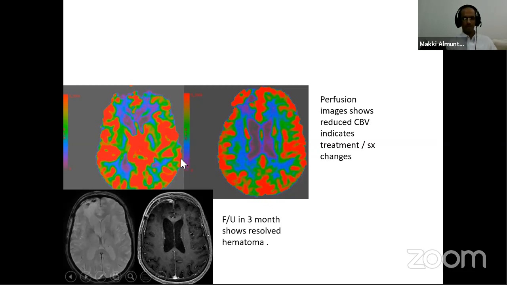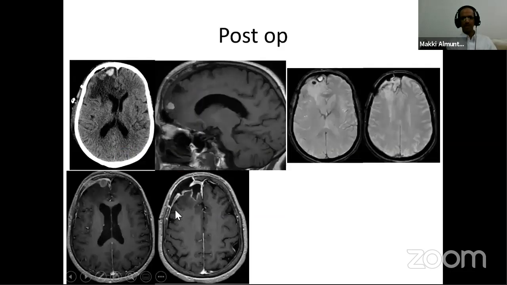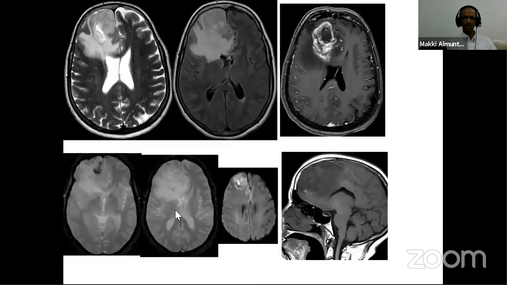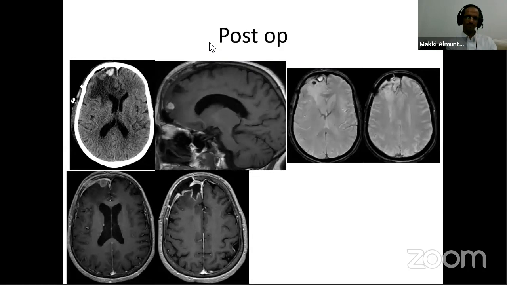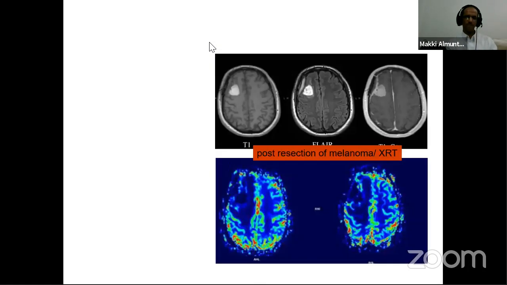So we do follow up in close interval, which shows hemorrhages here and resolving of the enhancing lesion. Still, it doesn't mean that there is no tumor, because we know, as I mentioned, that this signal around the primary tumor could have tumor cells. It's not edema, it's tumor cells as well. So it can recur.